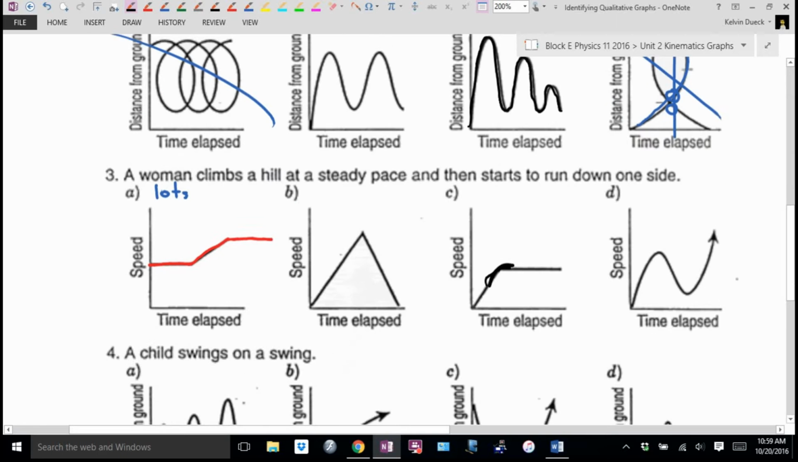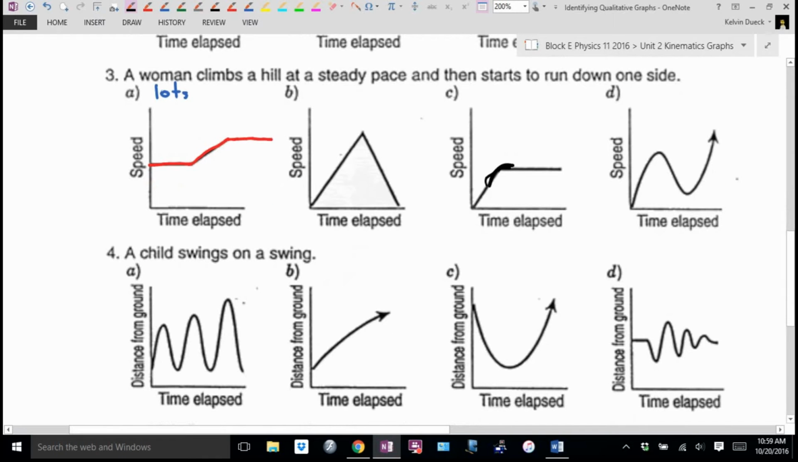Okay. Let's go back to your childhood. A child swings on a swing set. Oh, fun days. And we're going to graph distance from the ground, height, versus time elapsed. Which of those would be the best graph of height versus time?